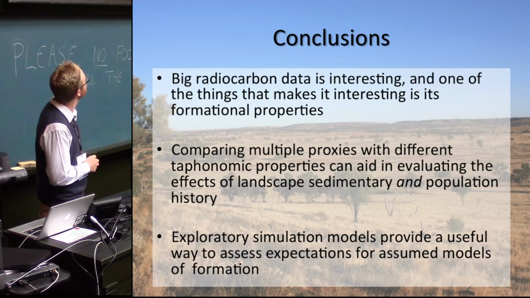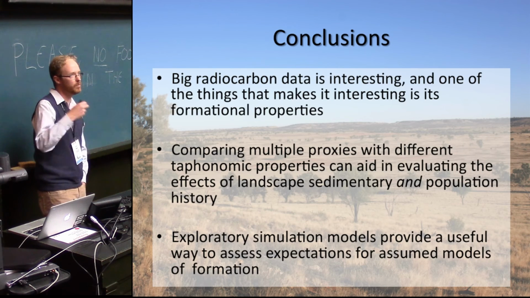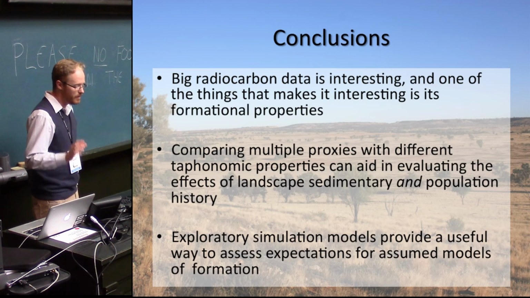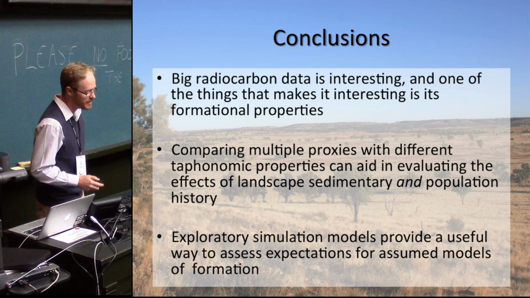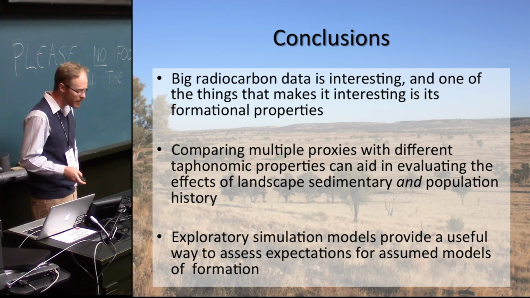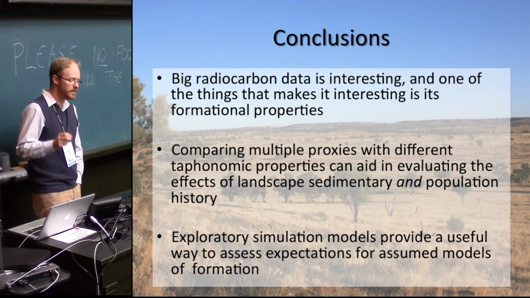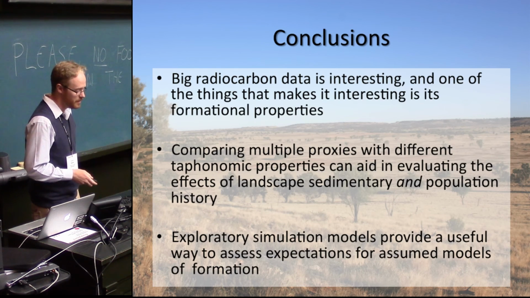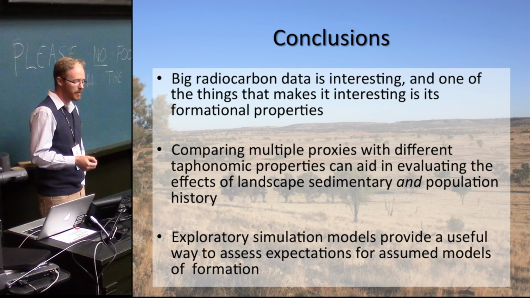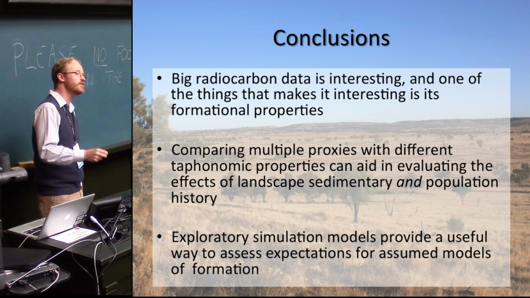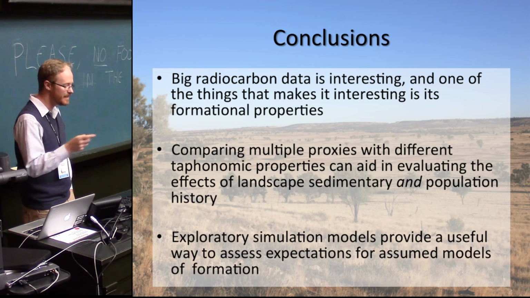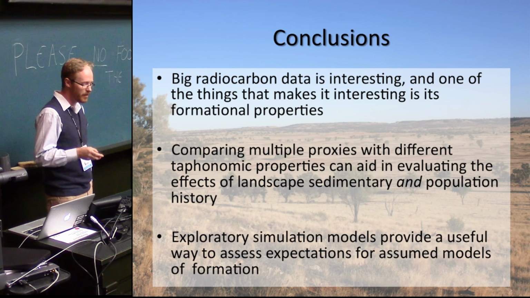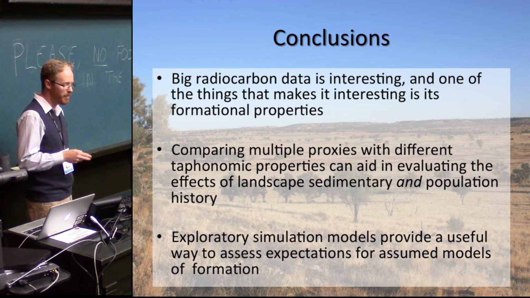So, what does this mean? Well, we're seeing a lot more use of big radiocarbon data to try and make these large grand-scale interpretations. And big radiocarbon data is very interesting, and one of the things that makes it interesting is its formational properties. All chronological proxies are subject to processes that reorganize them in space and time. Comparing multiple proxies with different taphonomic properties can aid us in evaluating the effects of landscape sedimentary and population history. It doesn't have to be one or the other. They're both part of the combined processes of inscription and erasure that produce the patterning we observe in the present.